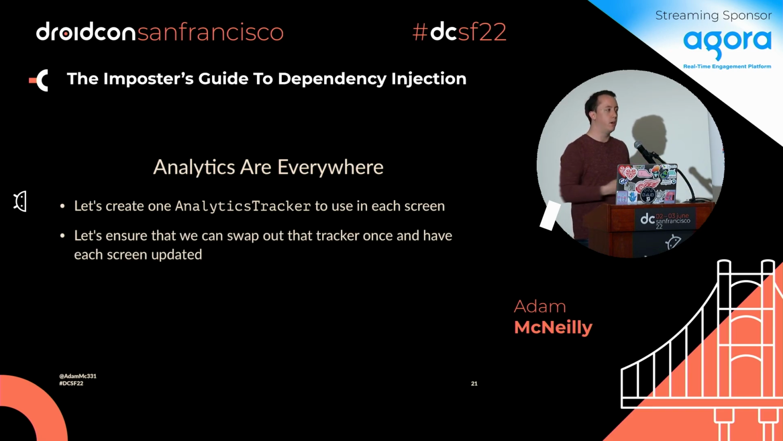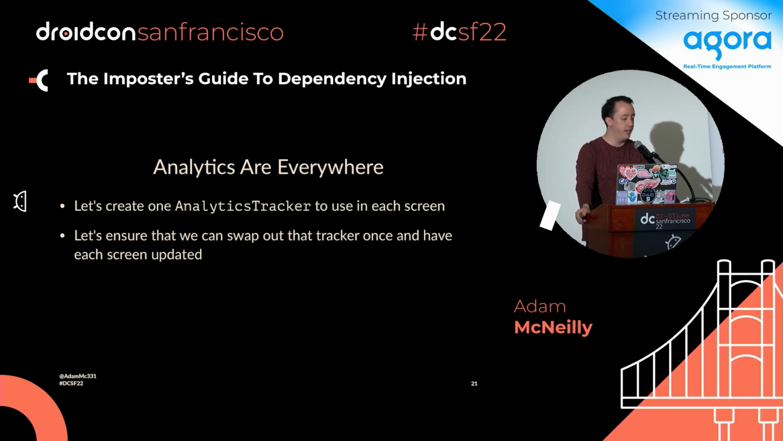So if you remember earlier in the presentation, we had the profile view model with a default argument of a Firebase analytics tracker. That's great. We could do that on every screen. But what happens, again, if we decide we want to move off of Firebase? Sure, it's changing one line for my constructor, but do I want to do that for every view model in my application? Of course not. I would like to create one analytics tracker that can be shared everywhere. So we're going to walk through first a manual way of doing this idea.